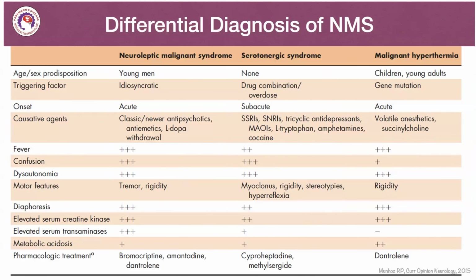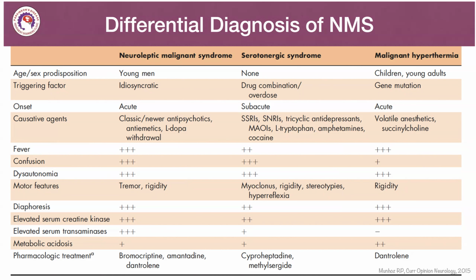The commonest question when you have a suspicion of NMS is, what are the other possibilities? Other conditions which can mimic neuroleptic malignant syndrome are serotonergic syndrome and malignant hyperthermia. This nice difference table, published in a 2015 article, gives the classical factors, triggering factors, onset, positive agents, associated clinical features, and treatment differences between neuroleptic malignant syndrome, serotonergic syndrome, and malignant hyperthermia.